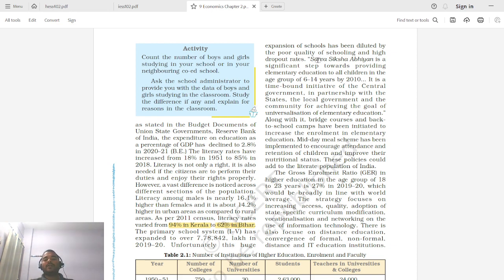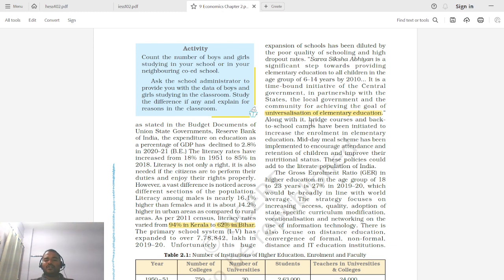So what the government has done is bring up some schemes like Sarva Shiksha Abhiyan, a significant step towards providing elementary education to all children in the age group of 6 to 14 years by 2010. It is a time bound initiative of the central government. The central government started a scheme called Sarva Shiksha Abhiyan, in which students from the age group of 6 to 14 were given elementary education free of cost. This was initiated by the central government in participation with the state and local governments and the community for achieving the goal of universalization of elementary education. So the basic goal was that everyone should get education.